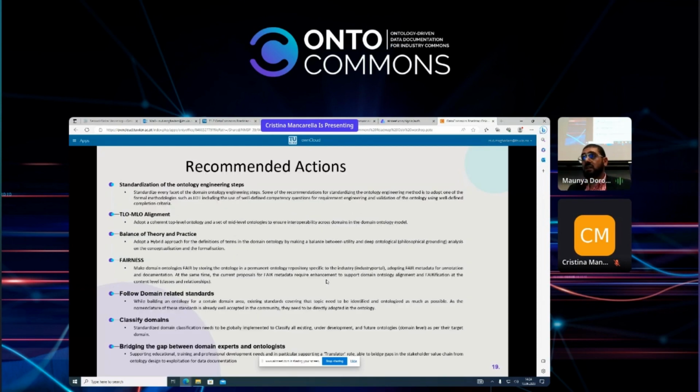So for that, we identified some recommendations. One of the most important, from my perspective, is the standardization of the ontology engineering steps. So we need a standard for that, and also a balance between theory and practice. People who are handling data that will use the ontology, and people who are on the theoretical aspects of ontologies, we need to bridge the gap between them, and also push people to develop FAIR ontologies. So that's all from the domain ontology perspective.